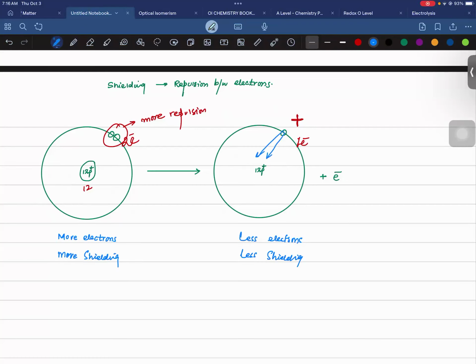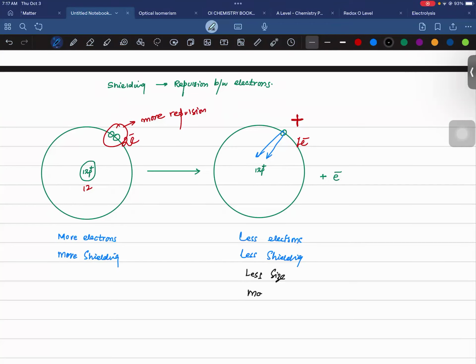Why? The outer electron has attraction towards the nucleus. So when the size decreases, ultimately it would be difficult to remove the electron. Why? Because the size is going to decrease. So I can say that it has a smaller size.